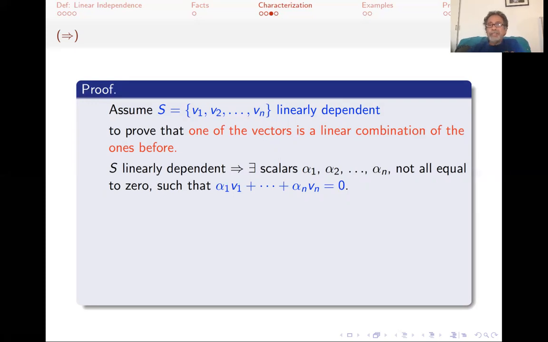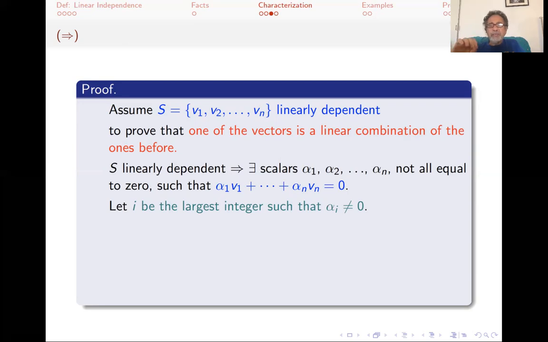Now, what we want to show is that one of the vectors is a linear combination of the ones before. The temptation is to say, well, okay, which one? Well, maybe the last one, because I can maybe solve here for vn and get vn in terms of the previous ones. The problem is this is a little technical problem in the proof, but nevertheless, if you don't take care of it, then your proof won't be quite a proof: alpha n might be the 0 scalar, in which case that term is really not there, and therefore you can't solve for vn.